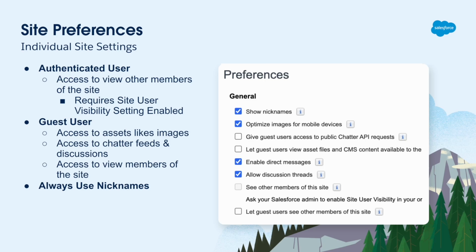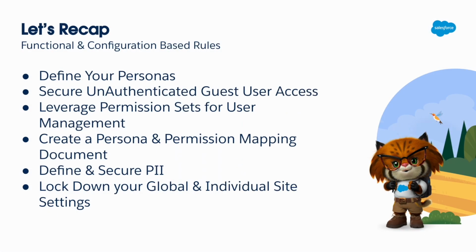This brings us to the end of the functional rules. So let's do a quick recap. Firstly, define your personas. If you've identified the need of an unauthenticated guest user access, secure and lockdown access, leverage permission sets for user management, create a persona and permission mapping document, define and secure PII, and lastly, as far as possible, lock down your global and individual site settings.